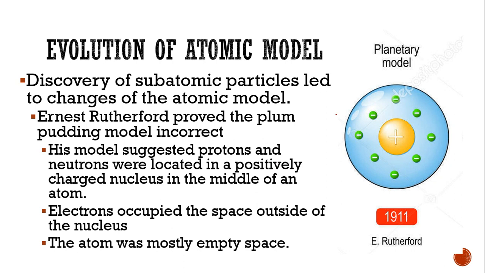In Chapter 5, we're going to learn that this sometimes was called the planetary model, but this is our current model that we use in chemistry. Again, nucleus is in the middle, it's positive, electrons outside of it.